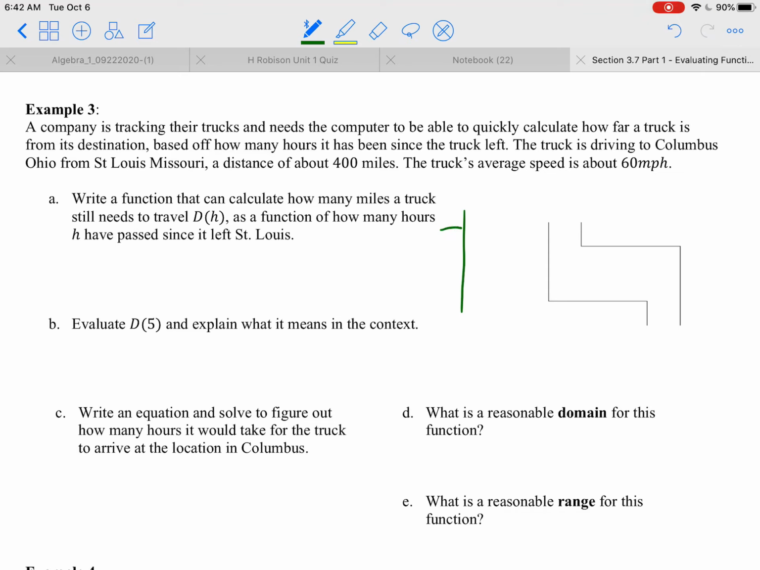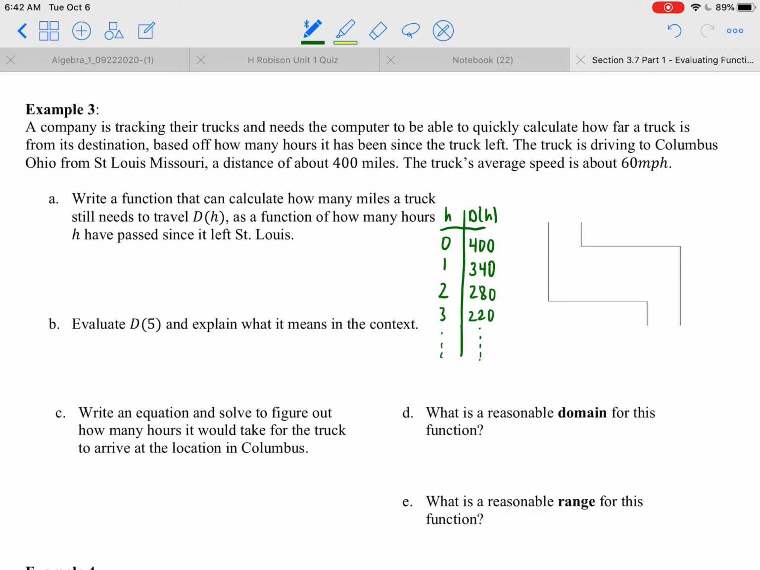Sometimes I make a table for this and it helps me visualize this. So this is h, this is d of h over here. If we have traveled 0 hours, how far do we still have to go? We have to go 400 miles, right? Because you just left. If you're 1 hour in and you go 60 miles per hour, then you would do 400 minus 60. So you now have to go 340 miles. If you're 2 hours in, you now have to go 280 miles. If you're 3 hours in, you have to go 220 miles, and so on and so forth. You just keep subtracting 60 as you do this.